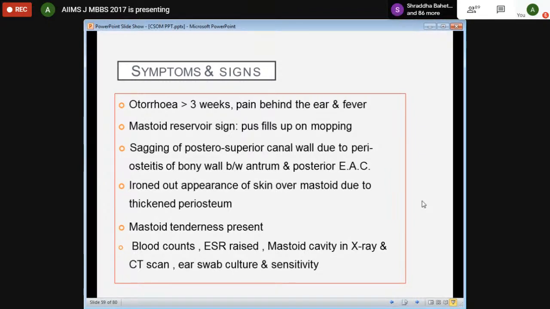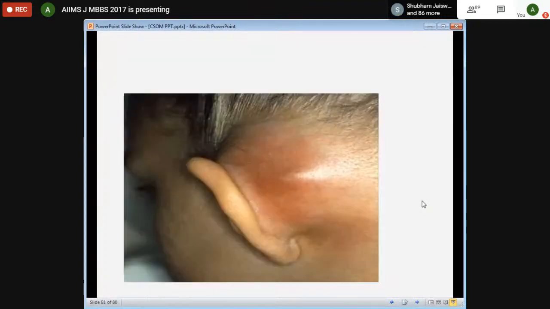Yes, in earlier times we did an X-ray of the mastoid. Now we straight away go for CT scan. Ear swab for culture and sensitivity. This is a typical case of mastoiditis. This is a typical ironed-out appearance of the mastoid region.